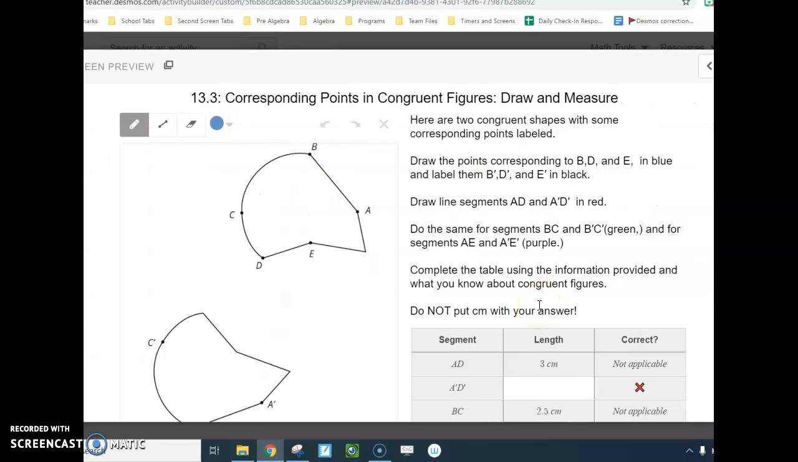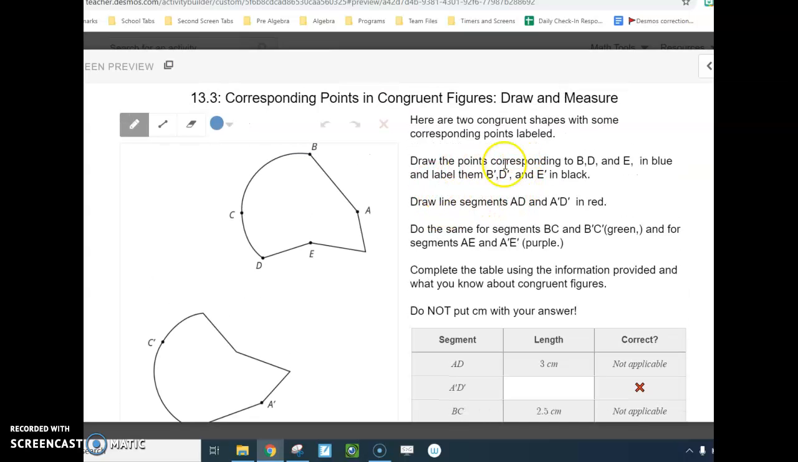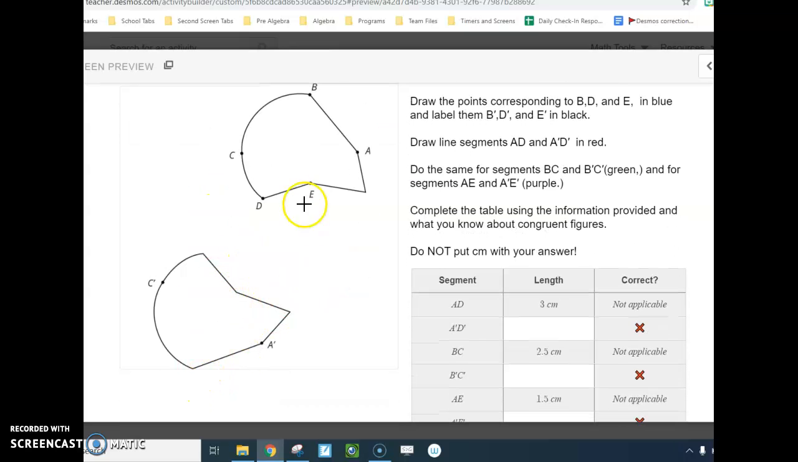All right, and then this is a little activity I want you to work on about corresponding points. I'll get you started on it, but I won't do the whole thing with you. So you have two congruent shapes, and they ask you to draw the points corresponding to B, D, and E over here in black. So you're going to make your pen color a different color, and you need to find these corresponding points. So you need to think about which direction this moved in its transformation. So I can look at the shape here, and I can say, well, it looks like B is probably over here. And I can label that over here, so that's going to become B prime.